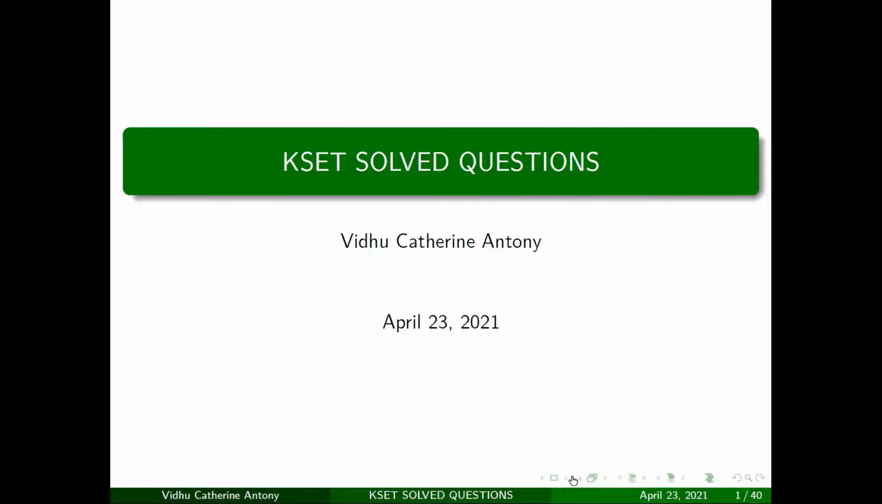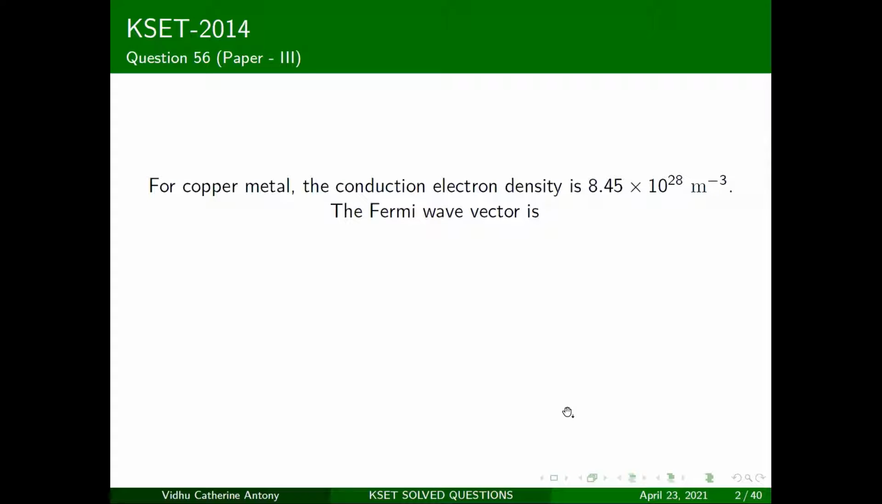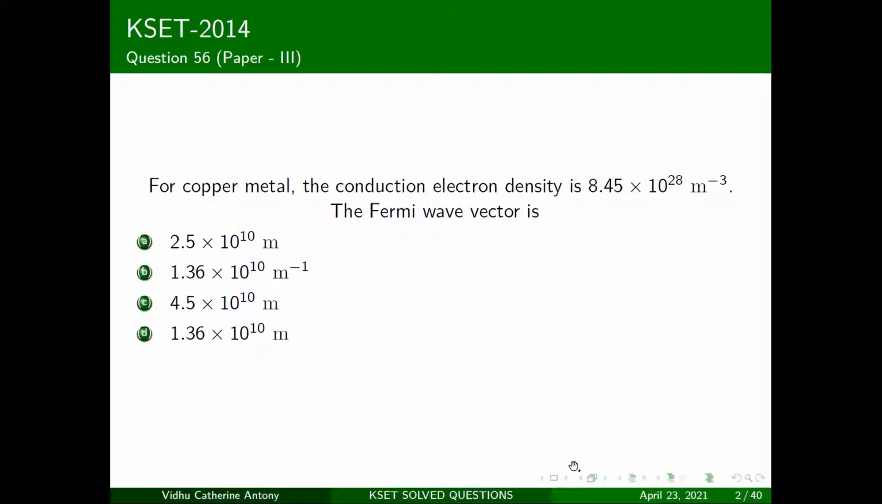Okay, so let's look at the next set of 10 questions. The first one is, for a copper metal, the conduction electron density is 8.45 × 10^28 meter^-3. The Fermi wave vector is, okay, so these are the options that are given to you. Now, how do you go about doing this in a very quick manner without having to actually calculate it?